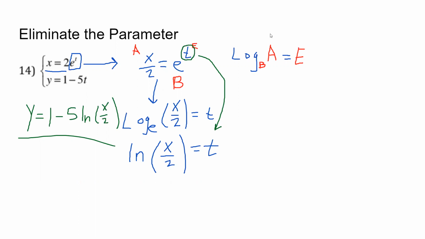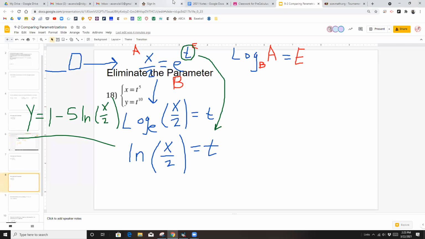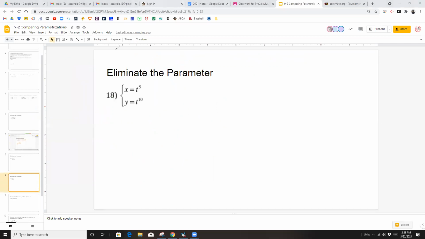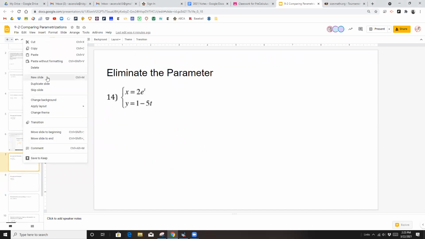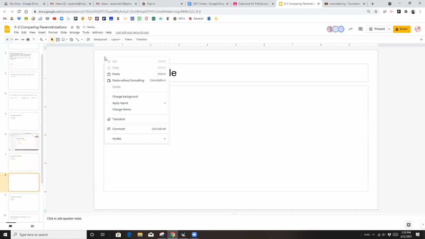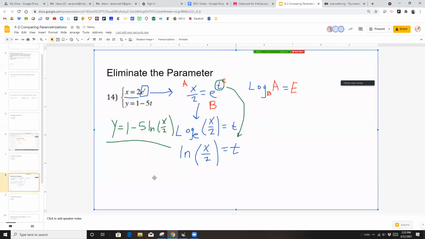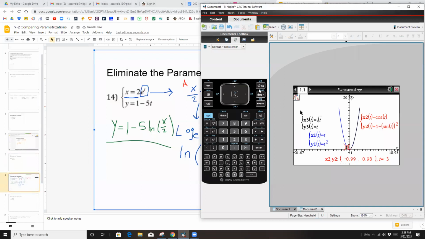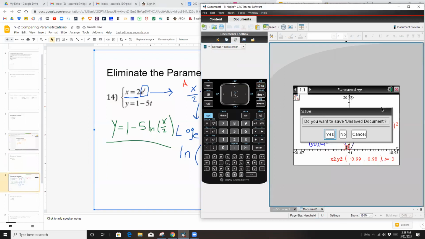All right. Now, let's say you were doing this, and let me screenshot this so you have it. Let's say you were doing this and you felt like you weren't sure if you were doing it right. You wanted to check your work. All you've got to do is graph the original parametric on the same graph and make sure that they overlap with each other. So let's check our work.